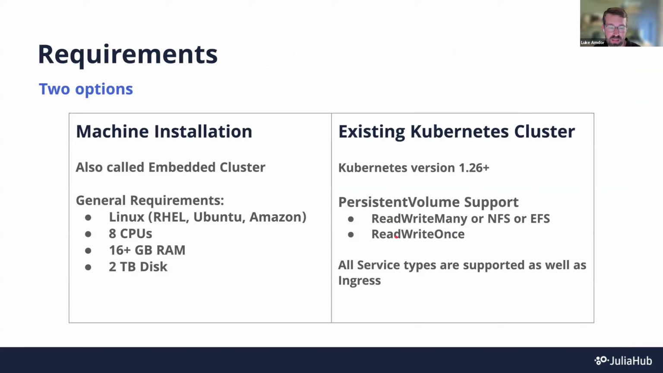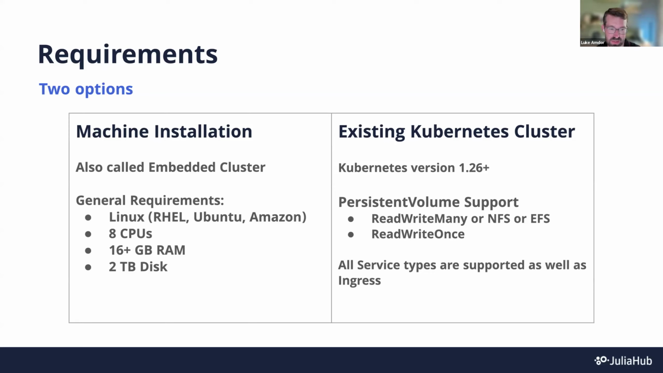So like I mentioned, there are two different types of landing zones, and these are the two options. We call it the machine installation, also called the embedded cluster, or the existing Kubernetes cluster. For the machine installation, generally we have to install into a Linux host. We support quite a few different operating systems or distributions out of the box: Red Hat Linux, CentOS, Ubuntu, Amazon Linux, Oracle Linux. Basically, all Debian-based and all Red Hat/Fedora-based distributions are supported.